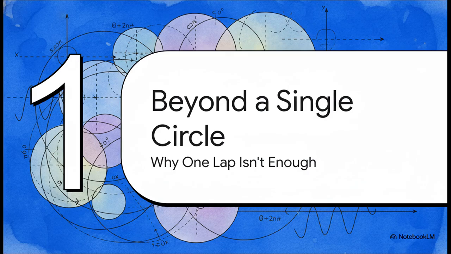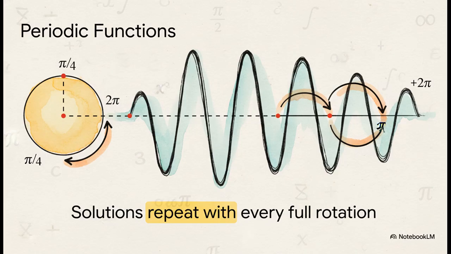All right, first things first. Why do we even need to think beyond that first trip around the circle? Well, the answer is baked right into the DNA of these trig functions. And here it is, the key word, periodic. Trig functions repeat themselves over and over in a perfect, predictable cycle. So, if you find a solution at a certain angle, you can bet that if you go one full rotation forward, you'll land on another solution, and another one after that, and another one, forever.